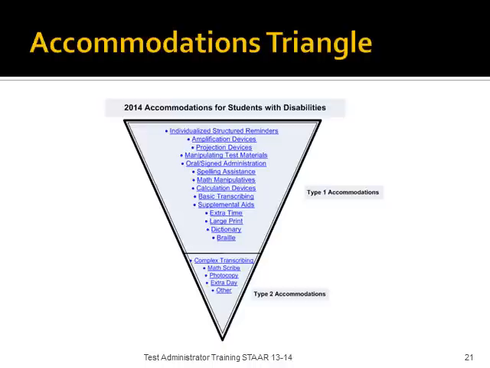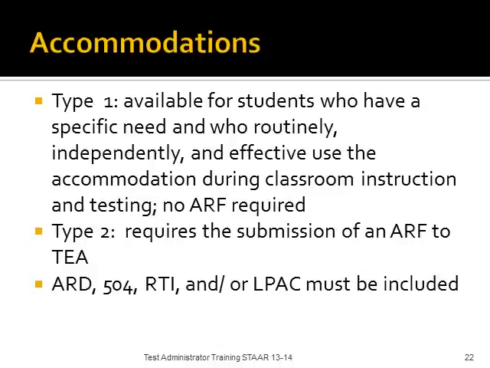This is accommodations. There are type 1 accommodations and type 2 accommodations. Let's go over those. So type 1 is for students who have a specific need and who are routinely using that type of accommodation in their classroom. So there is no ARF required, which is an accommodation request form. However, a type 2 requires an ARF, and that needs to be submitted.